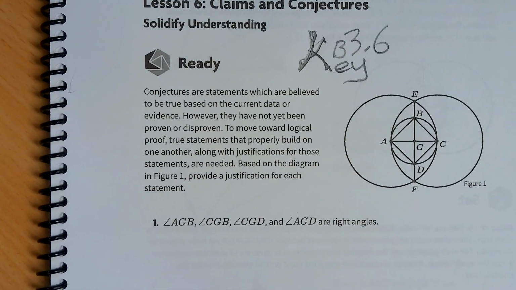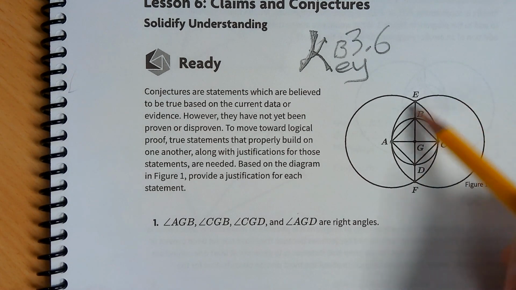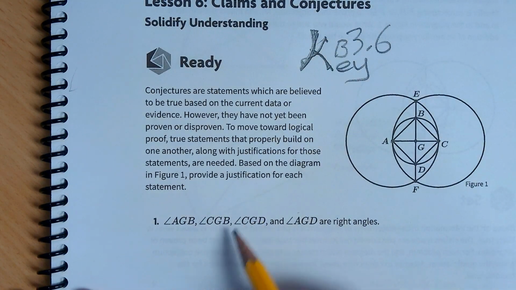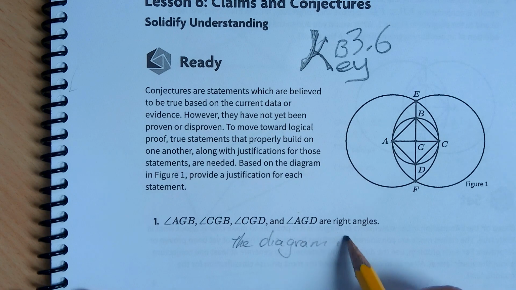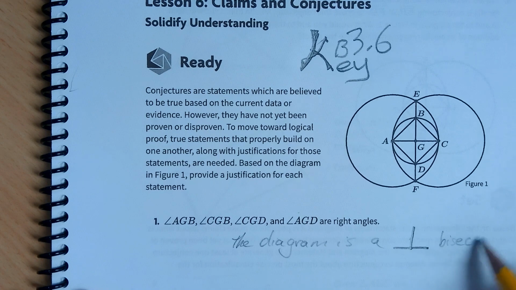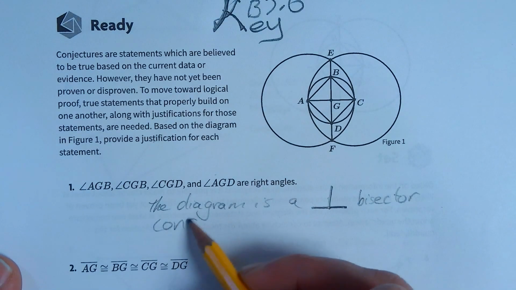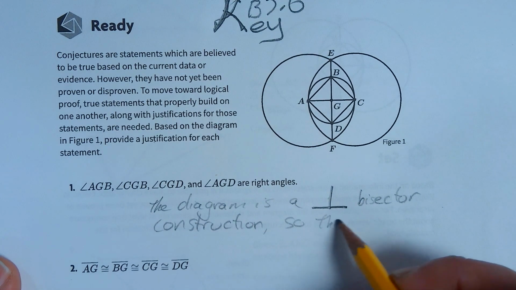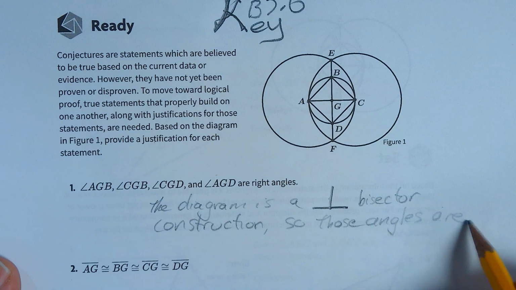All right, can we justify that these are right angles? Heck yeah, because that's a perpendicular bisector construction. The diagram is a perpendicular bisector construction. So those angles are right angles.